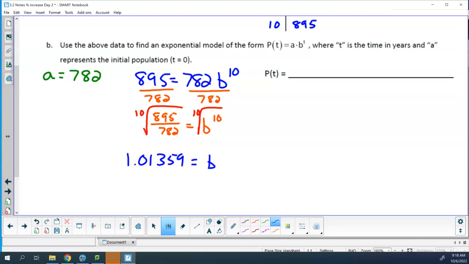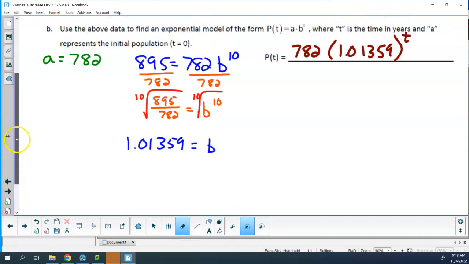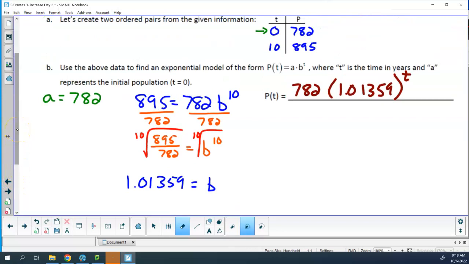So my equation then would be 782 times 1.01359. More decimal places is better in this case. It'll give us a more accurate graph when we need it, or an accurate model. Okay, so we're there. Everybody good through that one?